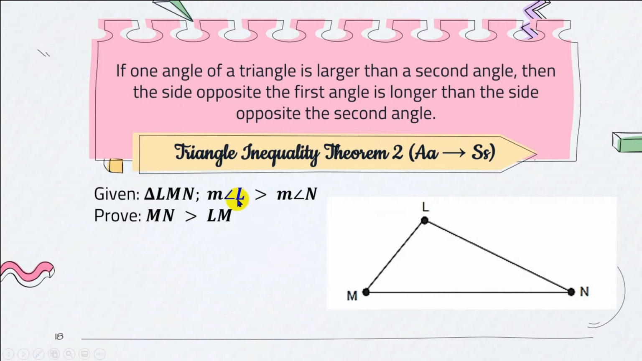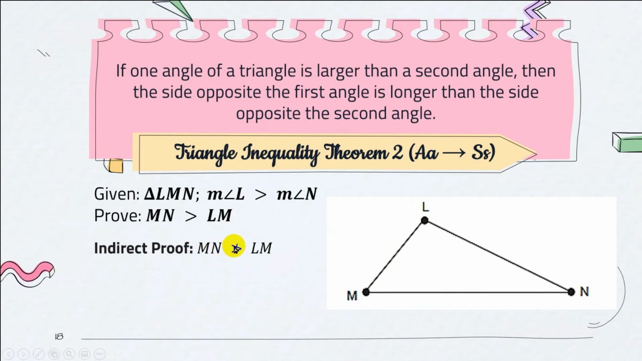We have angle L greater than angle N. So, kailangan natin i-prove that the side opposite this angle is also greater than the side opposite to this angle. So, we have to prove side MN, which is opposite of angle L, is greater than side LM, which is opposite of angle N. So, in this triangle inequality theorem, we can use indirect proof.